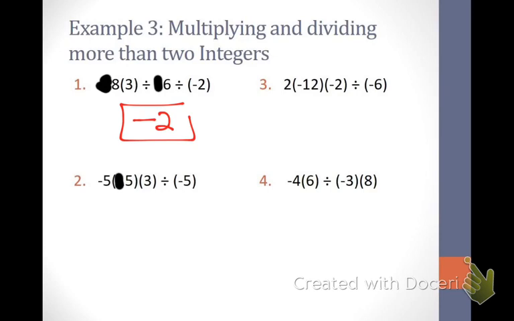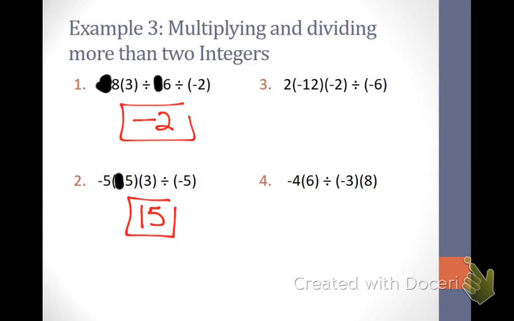5 times 5 is 25, times 3 is 75 divided by 5. Did you get it? Yeah, 15. Now, is it positive or negative 15? Positive, because there's 2 negative signs. Have you done 3 and 4? No. Okay, so go ahead and finish up 3 and 4. I'm going to walk around and check your answers.